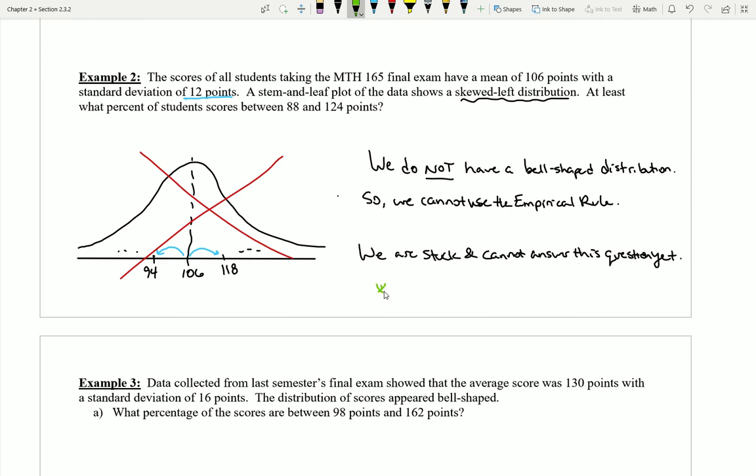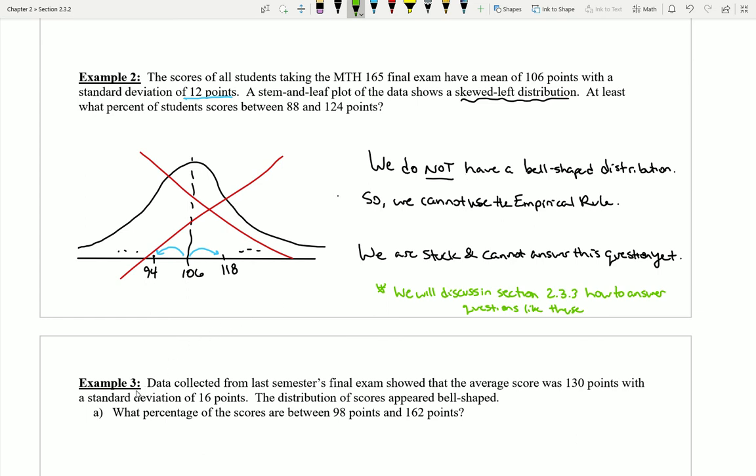Now, what I'll add to this is that we will discuss in section 2.3.3, which is our next section, how to answer questions like these. There's another rule that we will need to learn in the next section that will help us when we don't necessarily have a bell-shaped distribution. For the moment, we just need to make sure that we are hyper-aware that we cannot use the empirical rule unless we have a bell-shaped distribution.